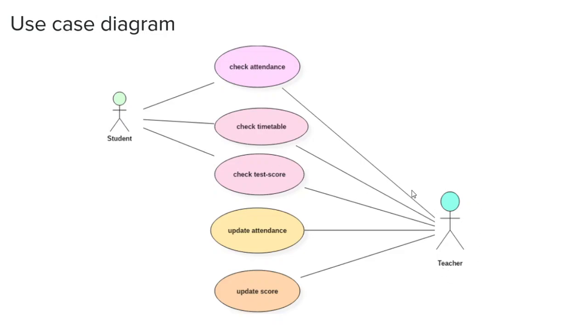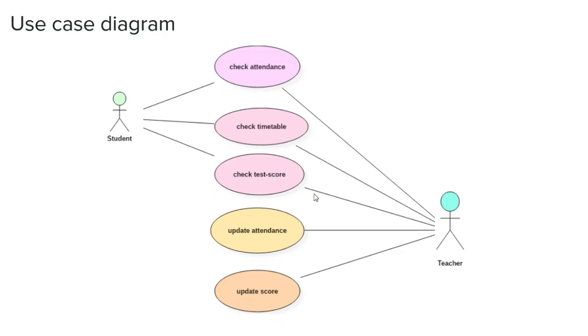And what can the teacher do? The teacher can check attendance, check timetable, check test score, update the attendance, and update the score as well. So these are the use cases applicable to the teacher, right? The teacher has more use cases and can access all of them. But the student is limited to these three use cases only. The student cannot update attendance and cannot update the score. The student can check attendance, timetable, and test score.